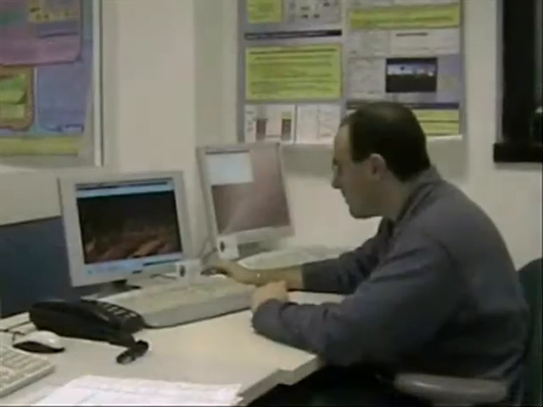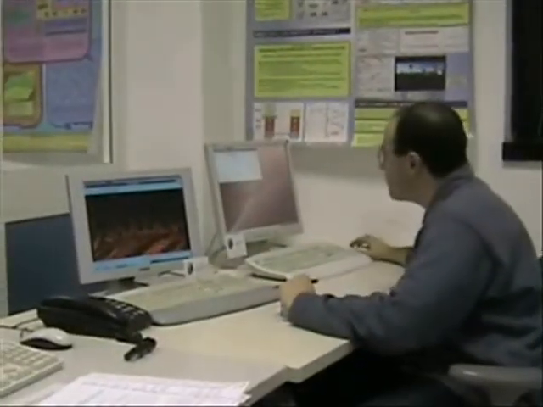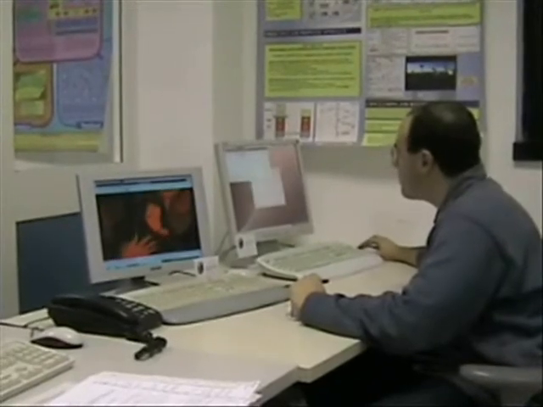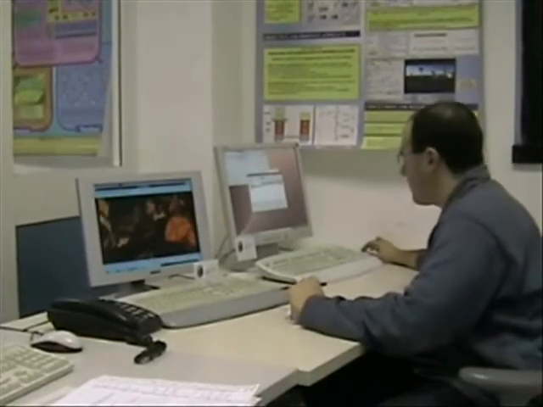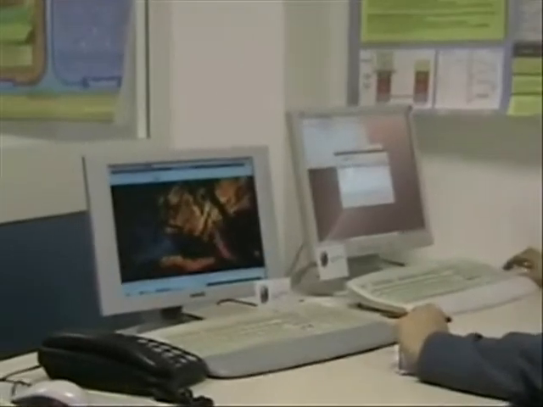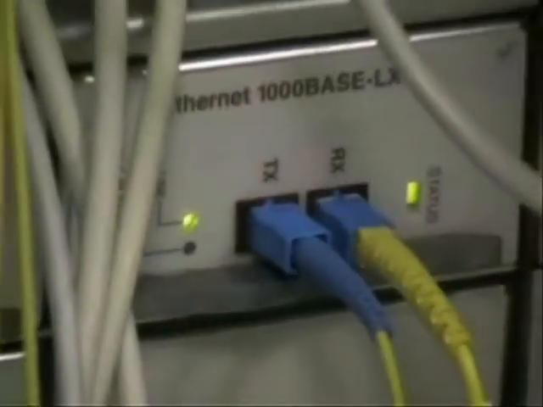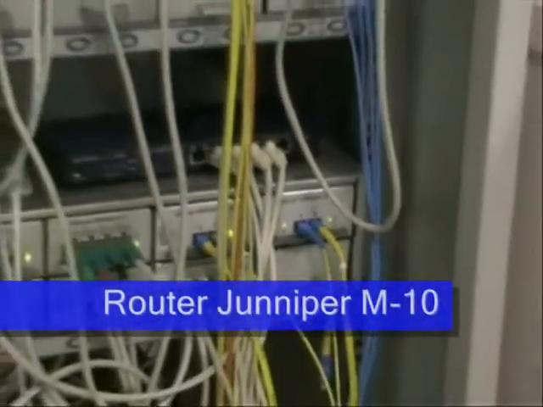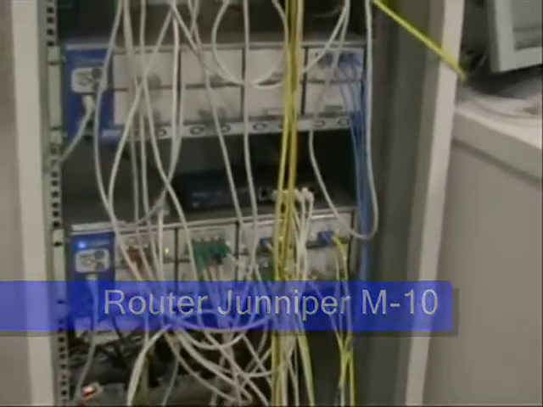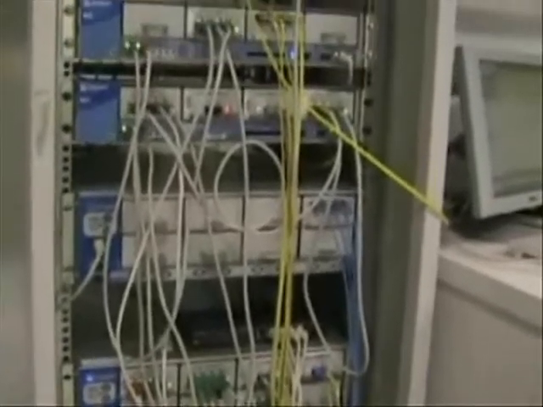For this experiment, we used video traffic generated at 10 megabit per second by an open source application server, named VideoLAN server, running on a Linux PC. The 10 megabit per second signal is processed by a Juniper router that aggregates different data flows and provides a 1.25 gigabit per second Ethernet optical channel at 1300 nanometers.